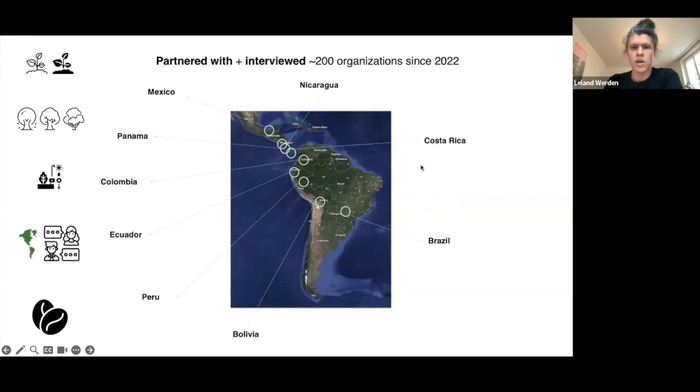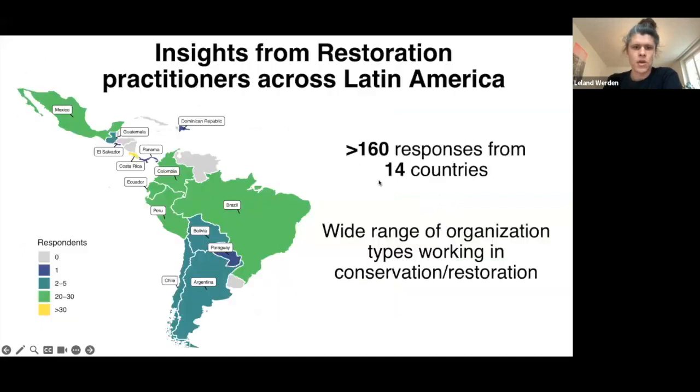And this is where everyone in the restoration ecology group in the Crowther Lab works right now. I just wanted to mention a bit on some of the survey information that we've had so far, because there have been some really interesting insights from this. We did a really large scale survey of practitioners across Latin America that are working in restoration and got over 160 responses from 14 countries. And you can see all the countries listed here.